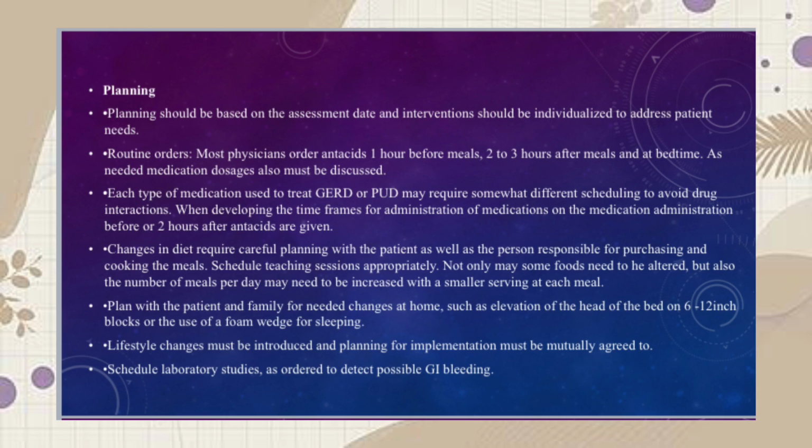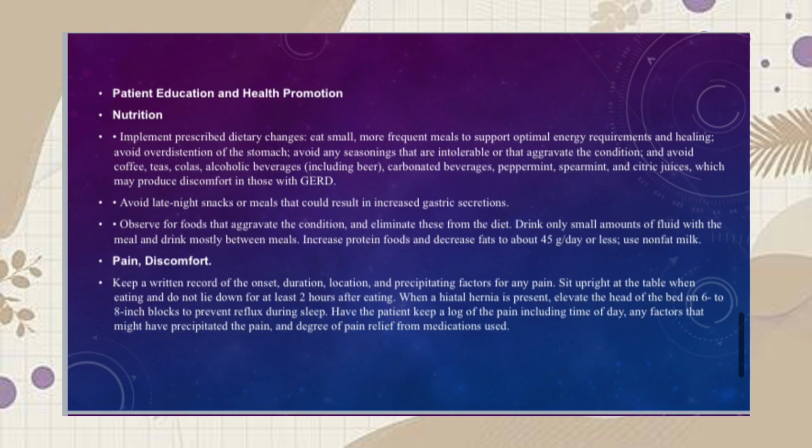Lifestyle changes must be introduced and planning for implementation must be mutually agreed to. Smoking cessation or reduction, work-related changes to decrease intra-abdominal pressure, measures to decrease stress. Schedule laboratory studies as ordered to detect possible GI bleeding. Implementation. Patient education and health promotion.